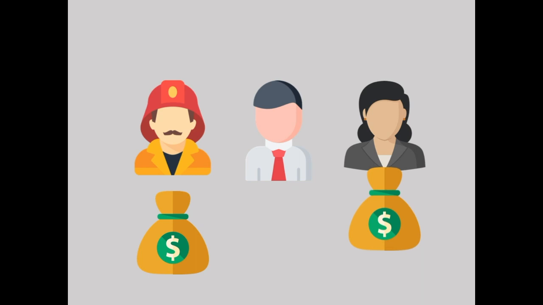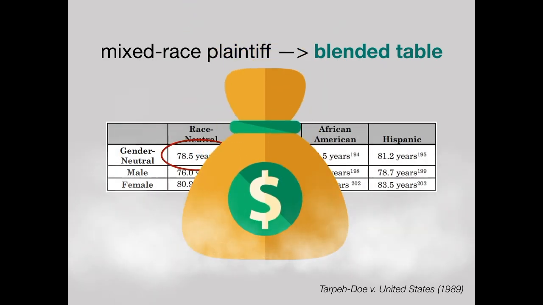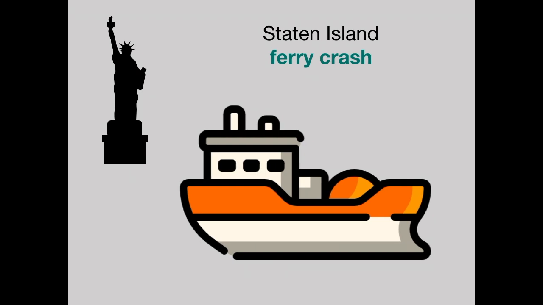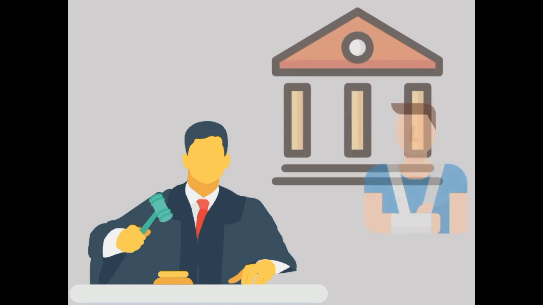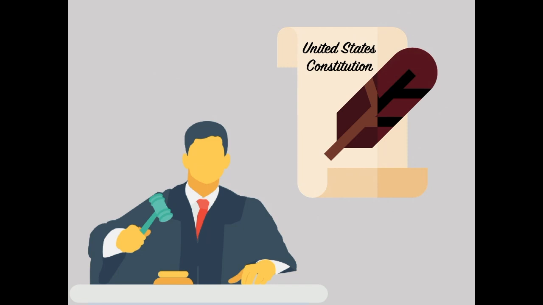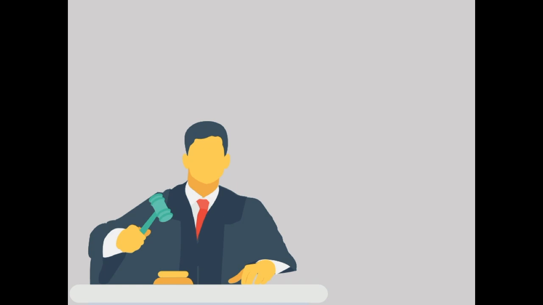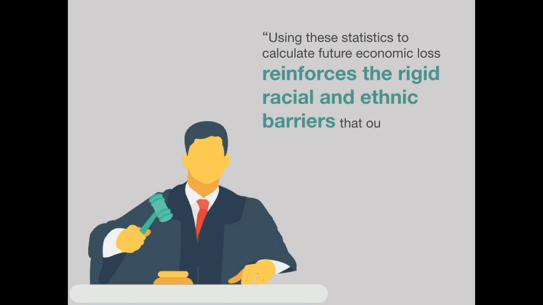In Torpedo versus U.S., the court awarded a mixed race plaintiff damages based on a blended table that combined all races. In the 2008 Staten Island ferry crash case, federal district judge Jack Weinstein completely rejected gender and race-based calculations. He stated that the use of race-based tables to calculate a tort victim's damage award was unconstitutional, stating, "Using these statistics to calculate future economic loss reinforces the rigid racial and ethnic barriers that our society strives to abolish."